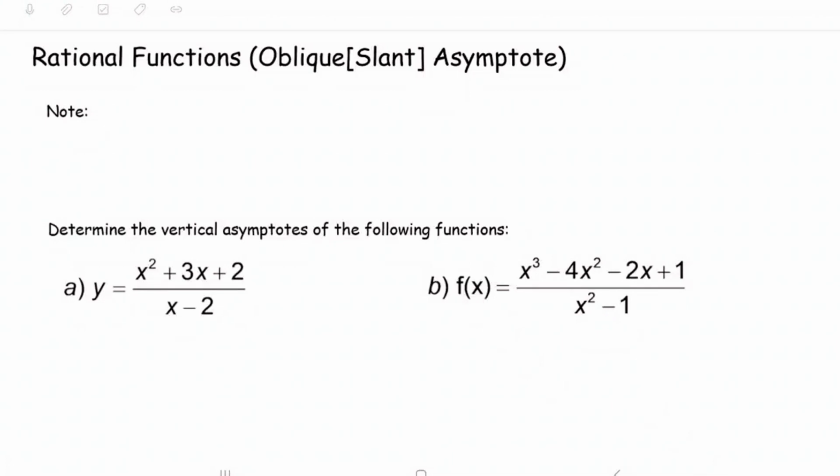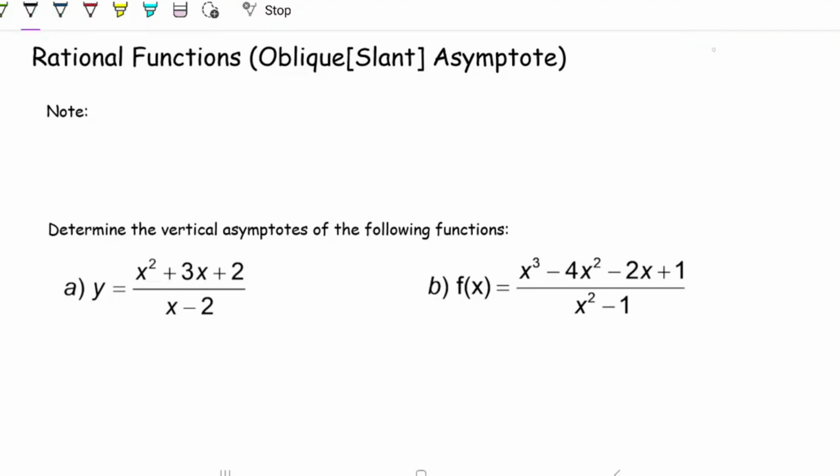All right. I'd like to welcome you to this video where we are dealing with rational functions, but specifically dealing with oblique or slant asymptotes. So let us dive right into it. In the previous examples, we've done horizontal asymptotes and vertical asymptotes. In this section, we'll be dealing with oblique asymptotes.